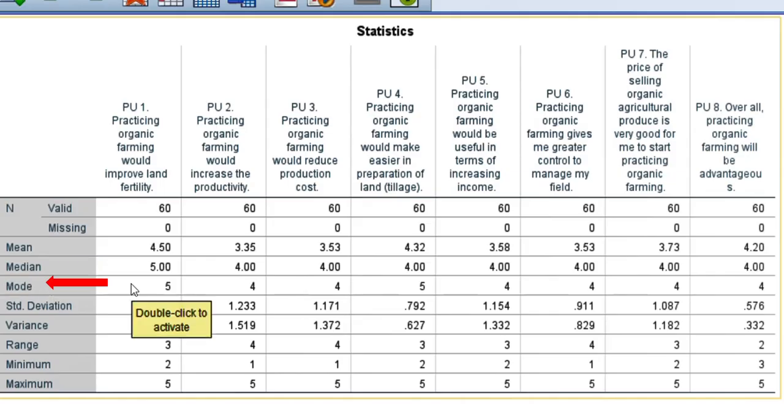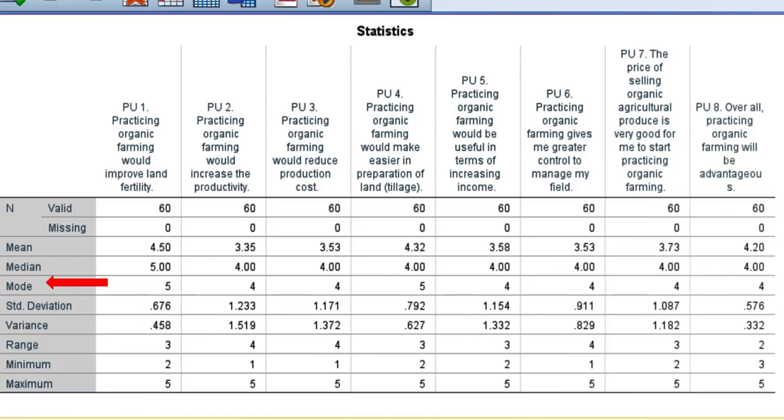Mode. Mode indicates the value that occurs most frequently. In this example, most of the respondents indicate 5 for the perception that practicing organic farming would improve land fertility on the basis of the Likert scale. A particular dataset may have a single mode, known as unimodal, two modes, known as bimodal, or more than two modes, known as multimodal. Sometimes data does not have any mode.